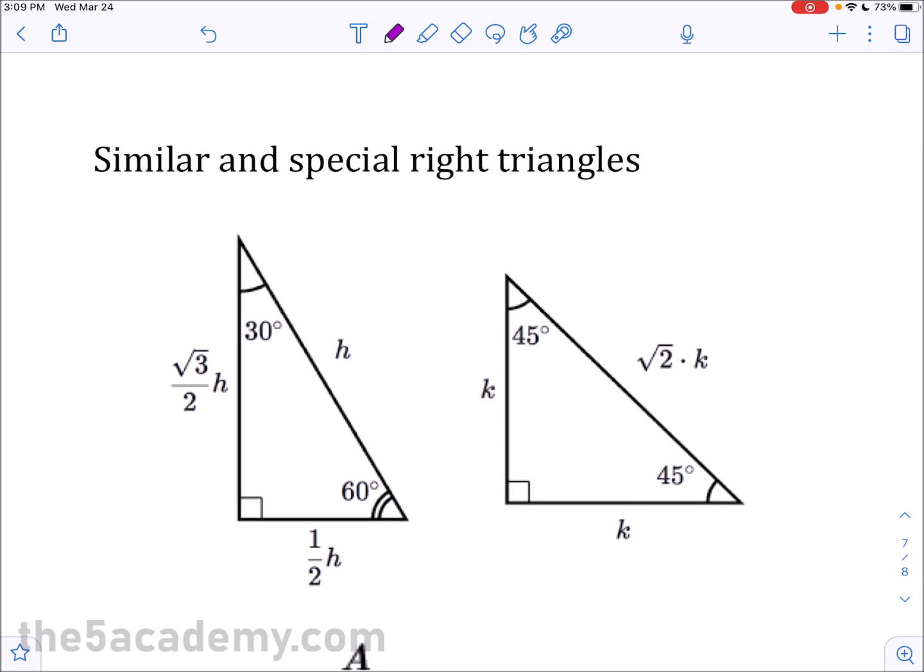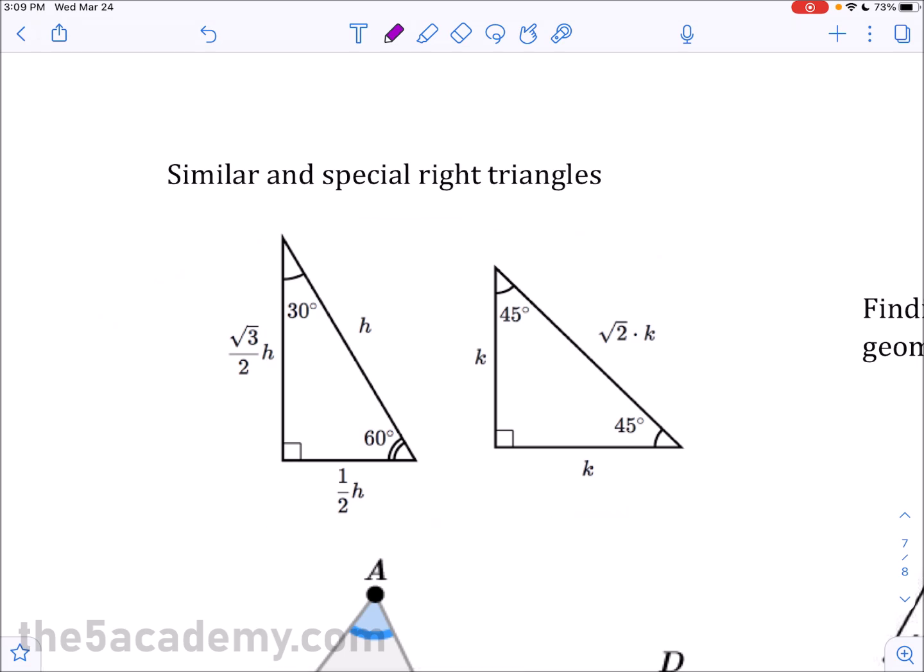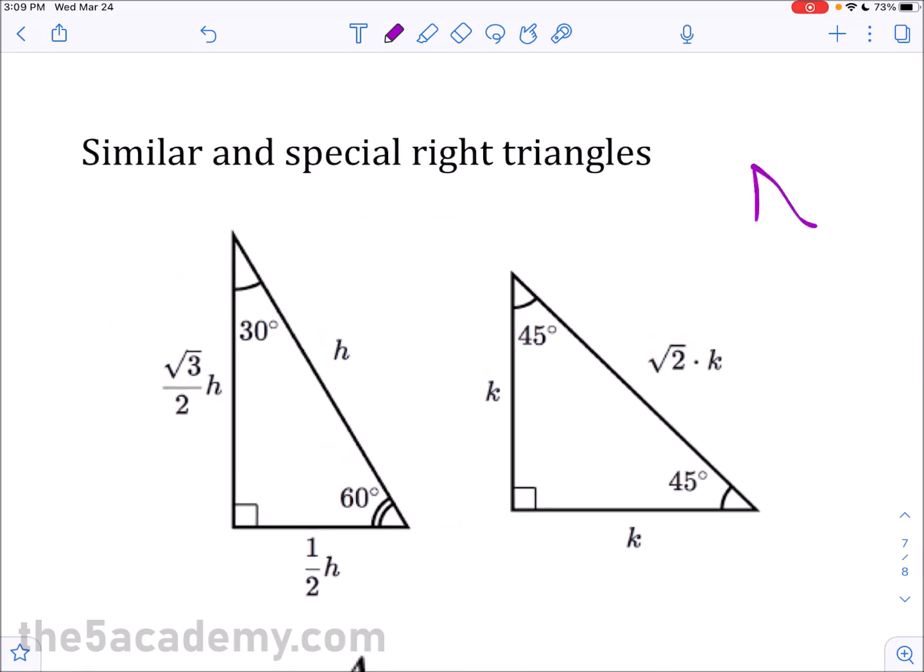Similar and special right triangles. What is this all about? So you used to remember this. These are called special right triangles. Another common one is the 3, 4, 5 triangle. So 3, 4, 5. That's not drawn to scale.